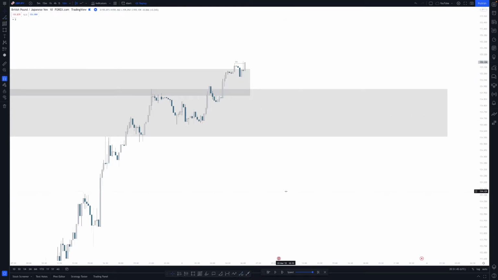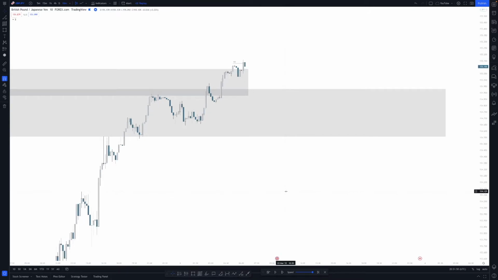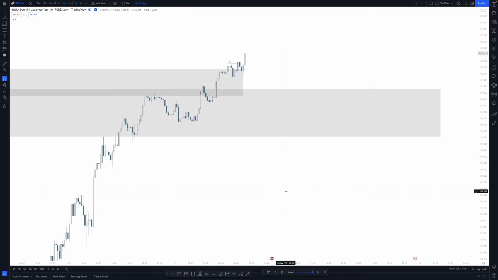And then I was literally just waiting for this to go ahead and complete, and then we get a pullback, and then we get a break to the upside again. So now this would be our CHoCH high, and then this would be our low.